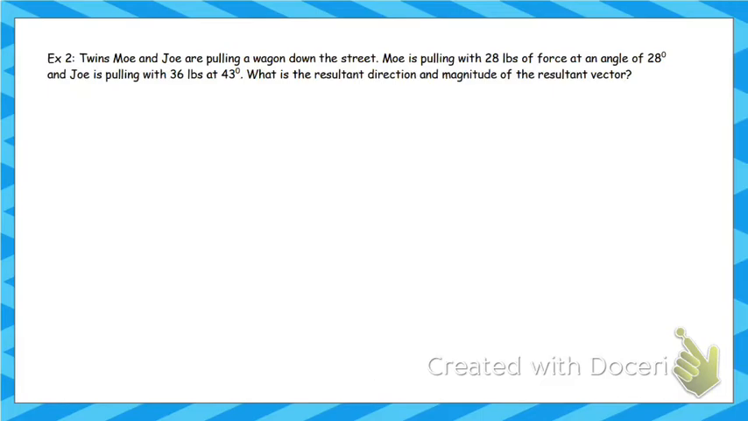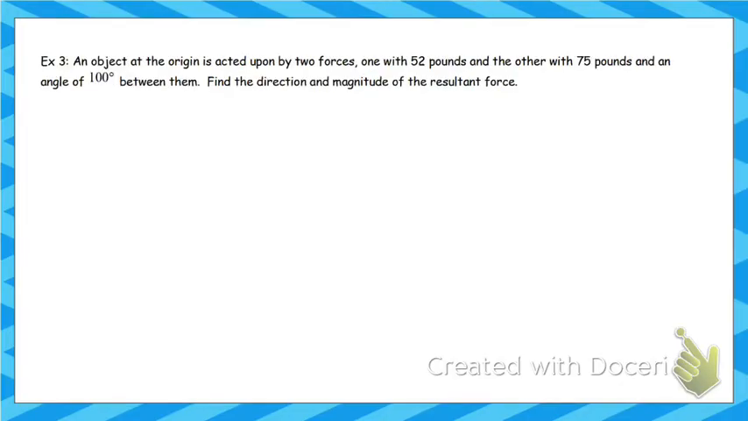All right, let's look at another one, very similar but slightly different. Instead of knowing the specific angles, we're going to know the angle in between them. So two forces, one has 52 pounds of force, the other is 75 pounds. There's an angle of 100 degrees in between them. Since we don't know the actual angles, we get to pick what those two angles are. So I'm going to pick the two easiest angles I could pick. I'm going to use 0 degrees and 100 degrees.